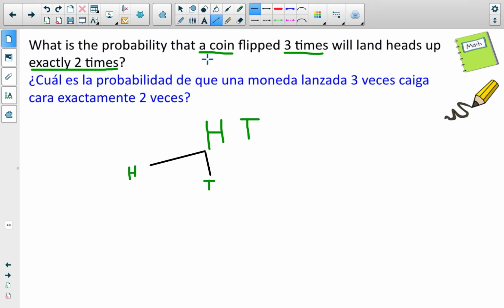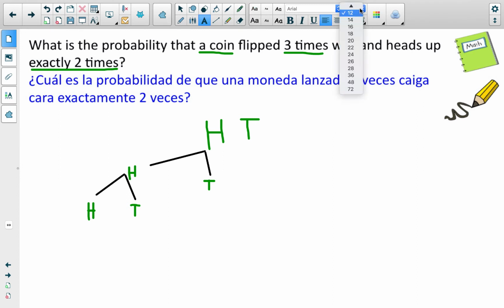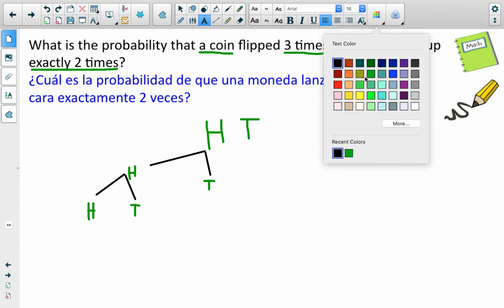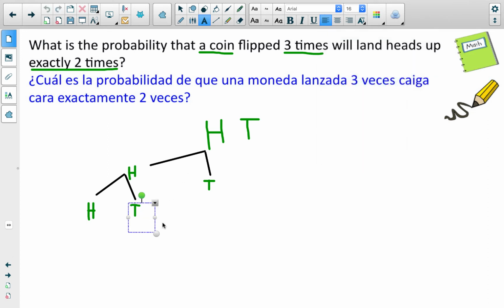And then if I branch off here, let's say I get heads, heads, then the next time, so my third flip, I could get heads or tails. Now, I'm not anywhere near done with this tree diagram, but what I can start doing is writing this first outcome here. This one over here is heads, heads, right? Heads first, heads second, heads third.